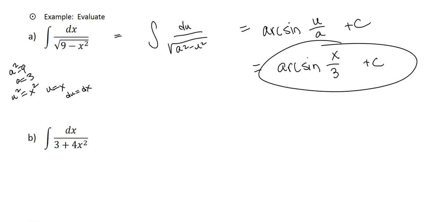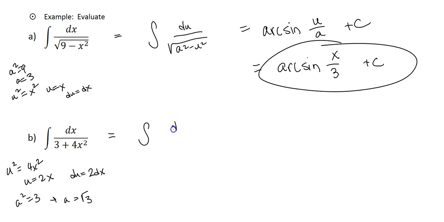With this one right here, we have something plus 4x squared. So this means I'm going to be in the a squared plus u squared form. So u squared is 4x squared, which means that u has to be the square root of that, or 2x. So du is going to be the derivative, which is 2 times dx. A squared is 3, so that means that a is the square root of 3.